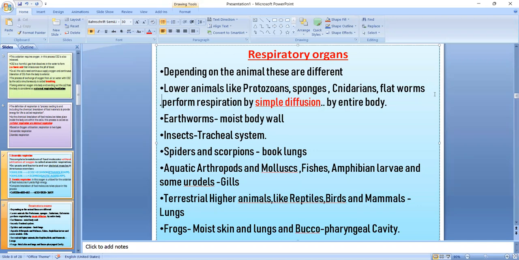Okay, so in these animals the oxygen can directly enter. Their body allows oxygen to enter their body. That is simple diffusion, from higher concentration in their surroundings to lower concentration in their body. The entire body participates. There are no specific respiratory organs in these animals. Right, so this is a GK question.